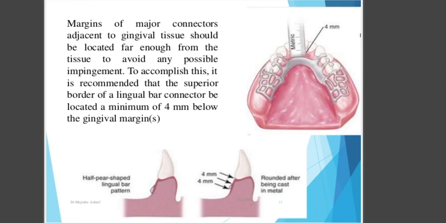To accomplish this, it is recommended that the superior border, that is the uppermost portion which is closest to the gingiva, should be located a minimum of 4 mm below the gingival margin. As you can see in the diagram here in the slide, the superior portion is 4 mm below the teeth. From the gingiva to the major connector, we have 4 mm. Clear? Yes.